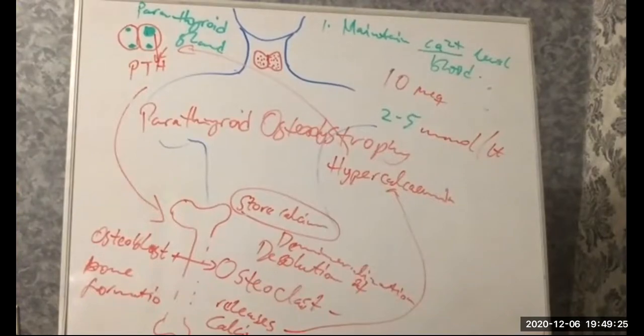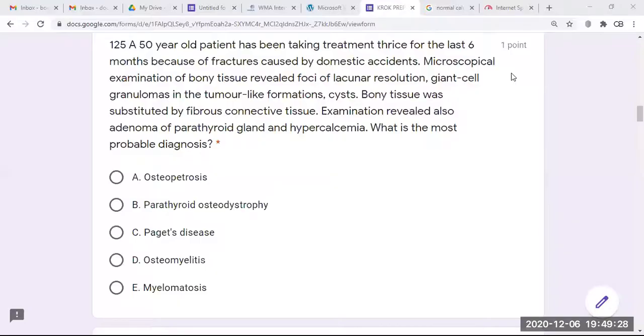So what do you take home from here? First of all, what we've discussed so far: the function of the parathyroid gland and the function of parathyroid hormone, the normal level of calcium, the excess production of parathyroid hormone and its consequences, okay? So we are talking about a 50-year-old man who was taking 3 times for the last 6 months because of fracture caused by domestic accident.